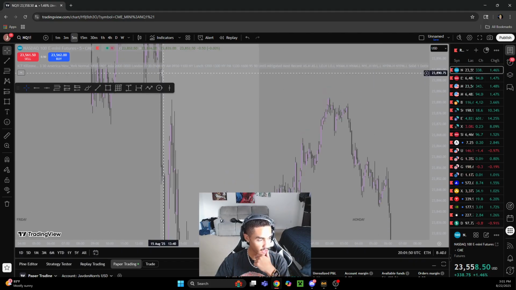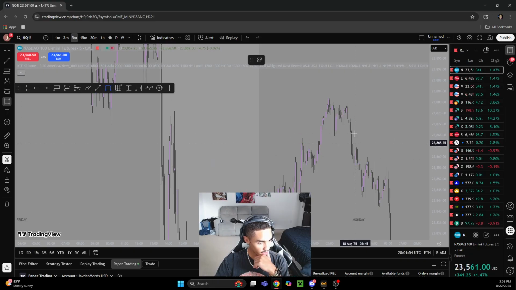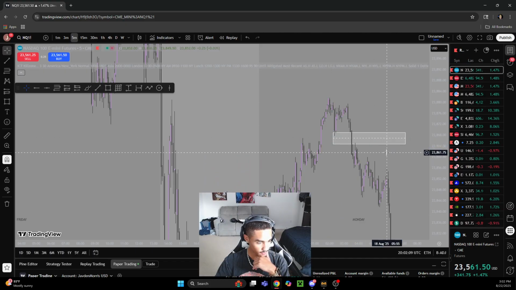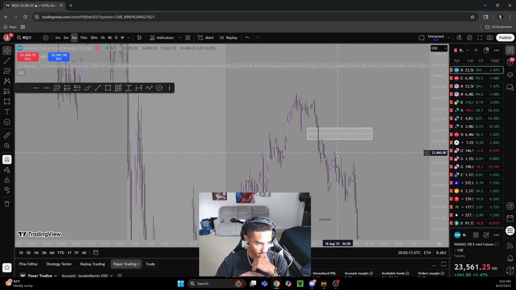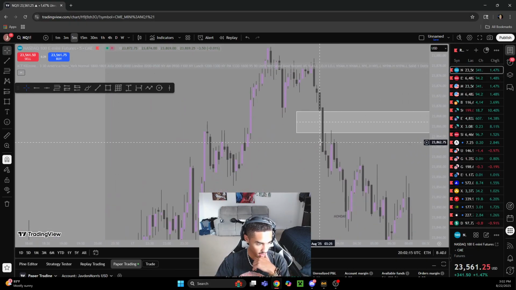Okay, this could be one right here. So we have a sweep right here. This was the first breaker structure. Retrace kind of moved down already, but then it retraces back into this fair value gap right here. As you can see, this is a fair value gap. Price came back in on this wick.